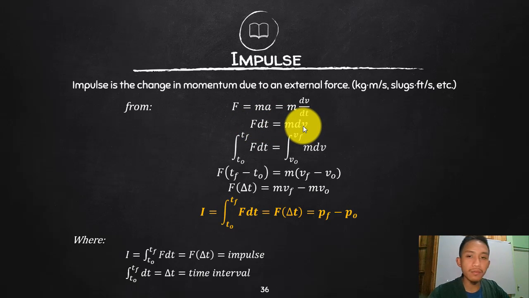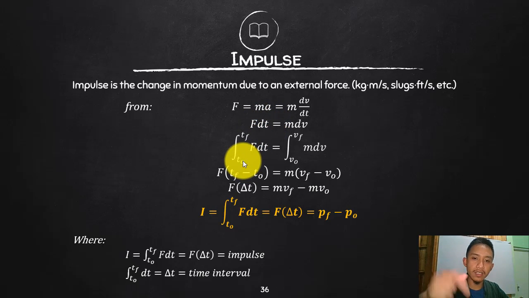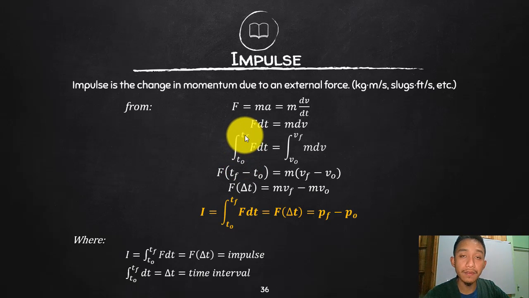Now for us to have a formula, of course, we integrate to cancel the differentials here. Integrating both sides, your variable here is t, so your limits will be the initial time to the final time, at time 0 and time f. So you are just considering a range of time, or a time interval. And on the other side, your variable is v, because mass is constant.